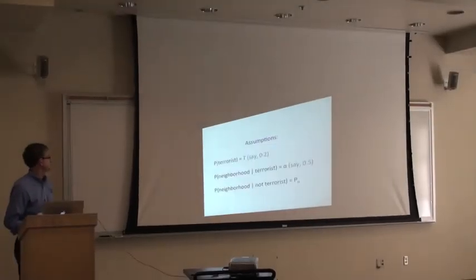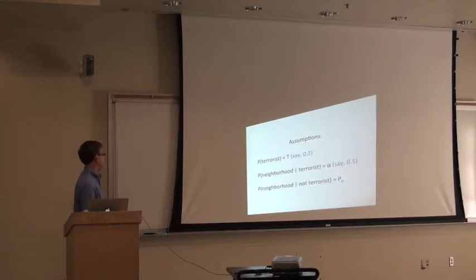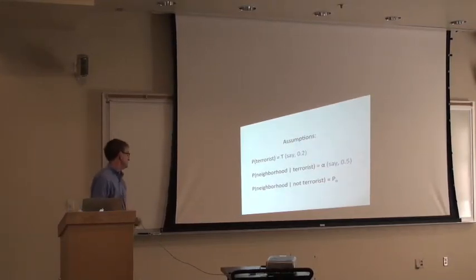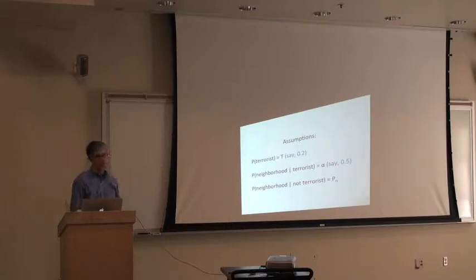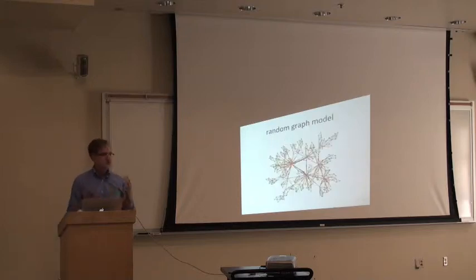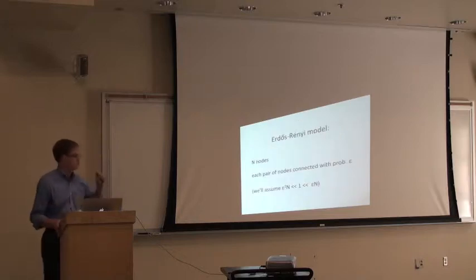All right, now let's make some assumptions. Let's assume, just for the sake of argument, that the probability Bob is a terrorist is 20%, and that if Bob's a terrorist, there's a 50-50 chance that he's actually in the near neighborhood of a known bad guy. The only one that is maybe a little bit hard to get is the probability that two random people are in the same near neighborhood. To explore that, we'll use a random graph model, in particular an Erdős–Rényi model.